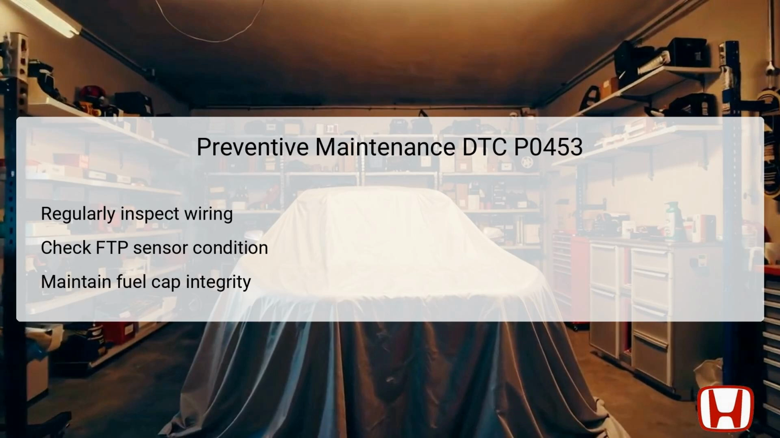P0453. Regularly inspecting the wiring connected to the FTP sensor can help prevent problems caused by corrosion or wear. It is essential to check the condition of the FTP sensor itself, ensuring that it responds accurately to changes in fuel tank pressure over time. Additionally, ensuring the integrity of the fuel cap is crucial, as a damaged or loose cap can lead to pressure loss and trigger false error codes.